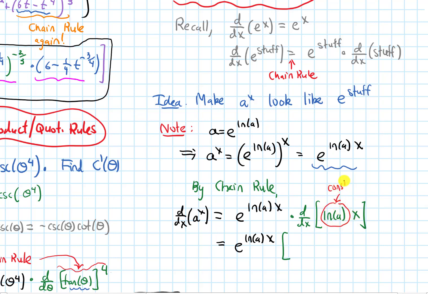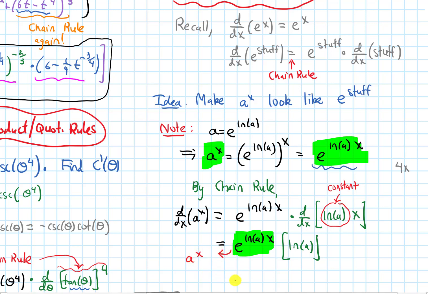It's just some constant. So this is kind of like taking the derivative of 4x, or the derivative of 7x. The derivative of 4x is 4, or the derivative of 7x is 7. In the same way, the derivative of this constant times x is just going to be that constant. So it's just ln of a. Okay, and we know what e to the ln of a times x is. E to the ln of a times x was here, and that was a to the x. So this is a to the x.